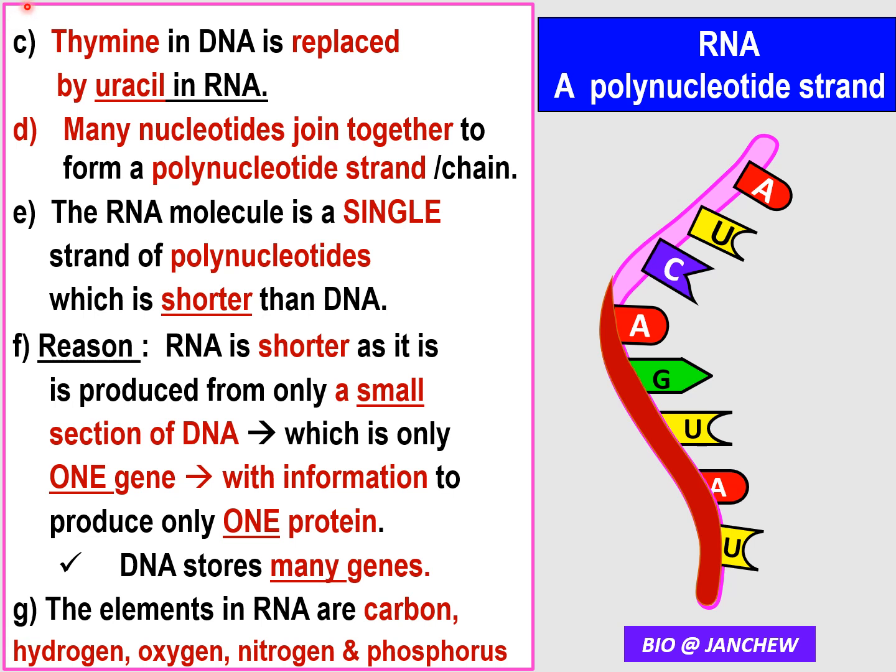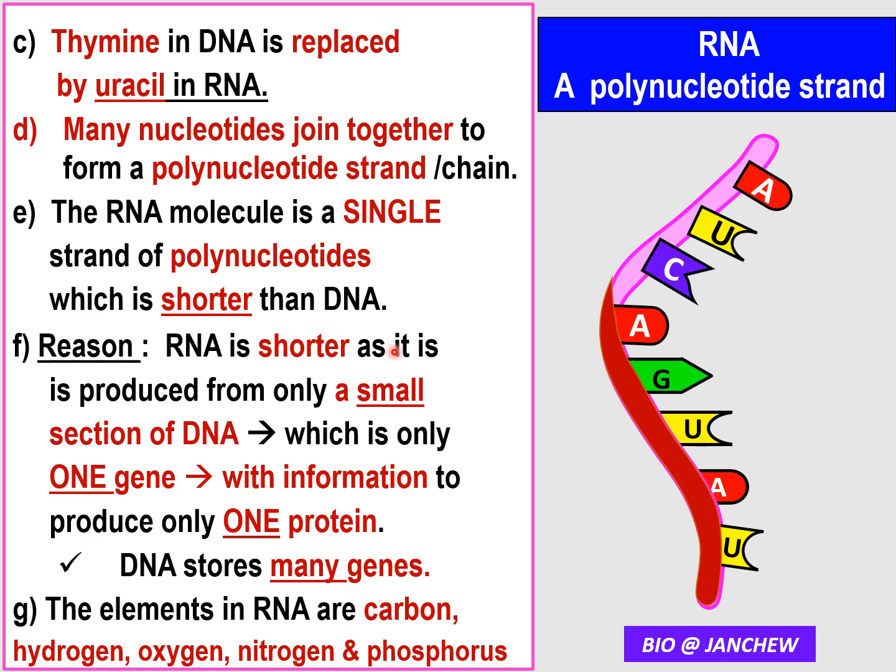Further explanations on the structure of RNA are as follows. Thymine in DNA is replaced by uracil in RNA. And many nucleotides will join together to form a long polynucleotide strand or chain called RNA, like this shown here. Now, the RNA molecule is a single strand of polynucleotides. Normally, it has a few thousand bases, a few thousand nucleotides, all joined together.